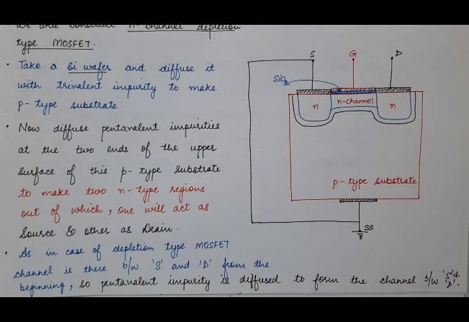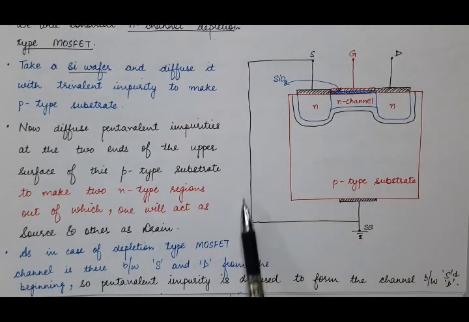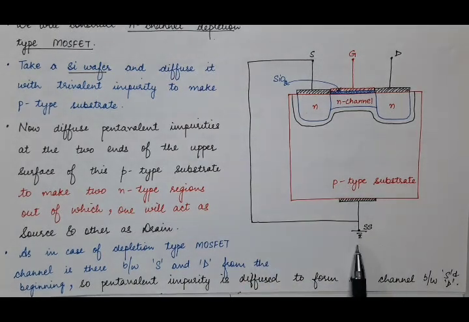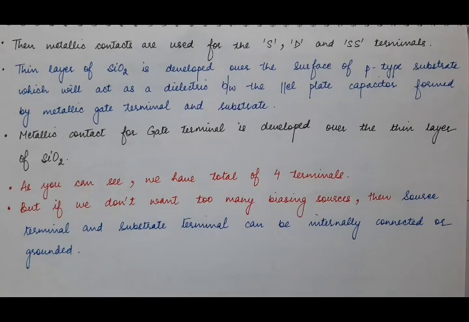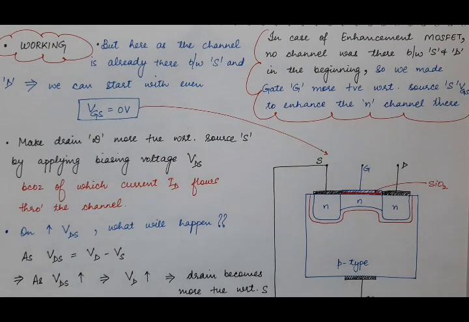And if we don't want too many biasing sources and we need to decrease the number of terminals, what we will do? We will internally connect this source to this substrate and then ground them. So in this way, now we have 3 different terminals and 1 common terminal, that is source and substrate. So here you can read, I have already told you. So that was all about the construction of N-channel depletion type MOSFET.